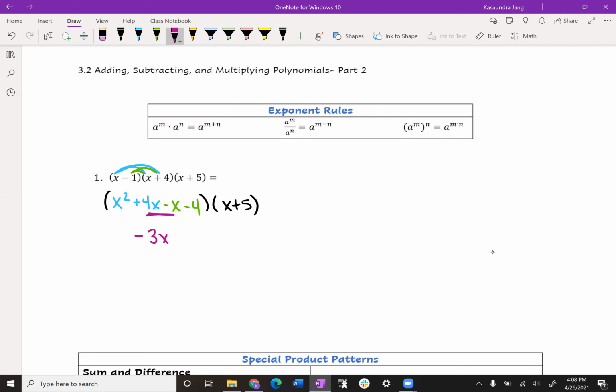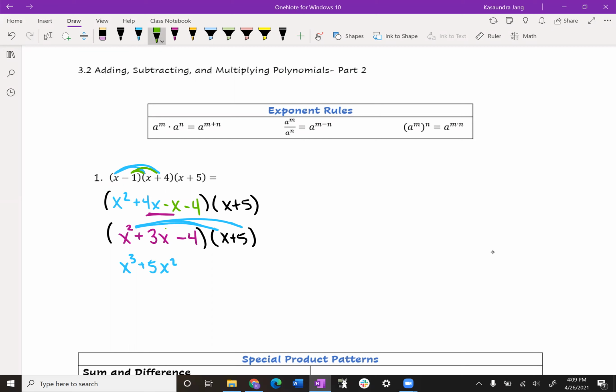And I still have the x squared there. I still have the negative 4. So that's all simplified as much as I can. And now I'm going to distribute it to my x plus 5. So let's do this again. I'm going to distribute the x squared to both of them in the other set of parentheses. So x squared times x is x to the third, and x squared times 5, so 5x squared.